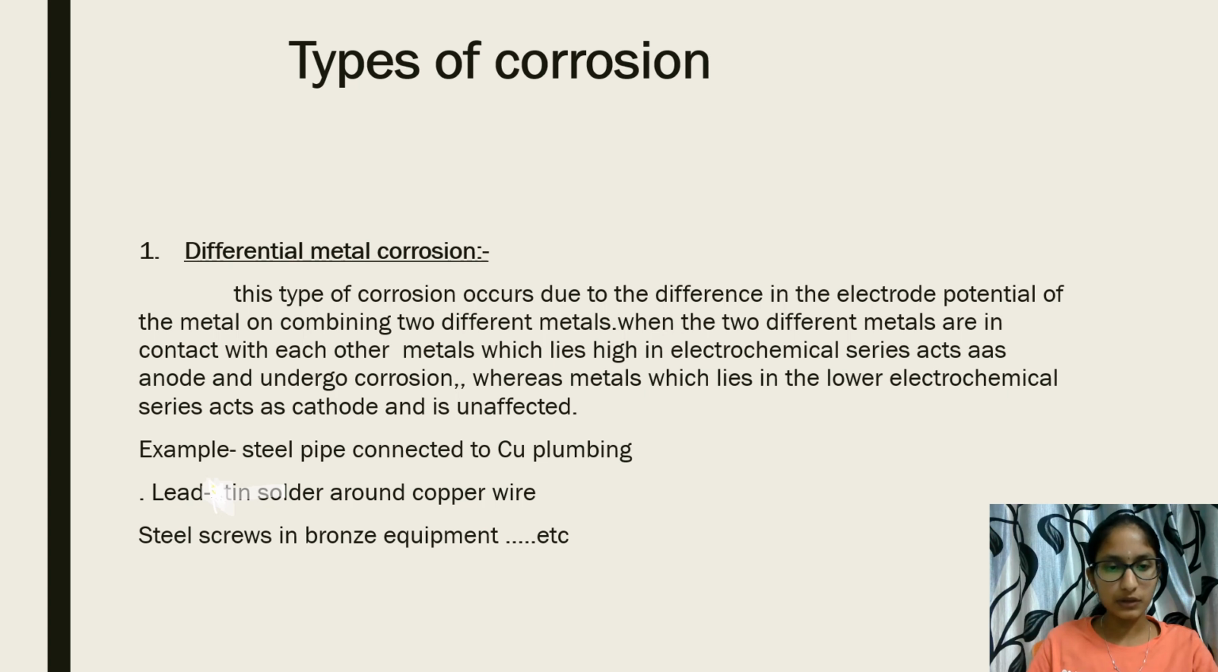Moving to the types of corrosion. First, differential metal corrosion. This type of corrosion occurs due to the difference in the electrode potential on combining two different metals. When two different metals are combined with each other, the metal which lies high in the electrochemical series acts as the anode and undergoes the corrosion, whereas the metal which lies lower in the electrochemical series acts as a cathode and is not affected. Examples: steel pipe connected to the copper plumbing, lead tin solder around copper wires, steel screws in the bronze equipment, etc.